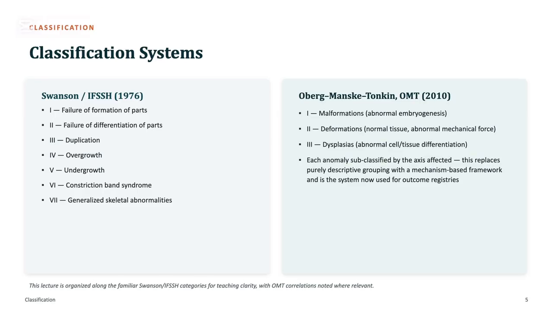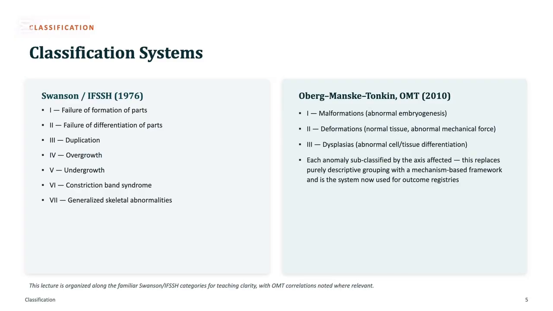Actually, I have two classifications. The Swanson classification, or the International Federation of Societies for Surgery of the Hand, describes the phenotype classification. We differentiate into failure of formation, failure of differentiation, duplication, overgrowth, undergrowth, constriction band syndrome, and generalized skeletal abnormalities. We're coming later on to the details.